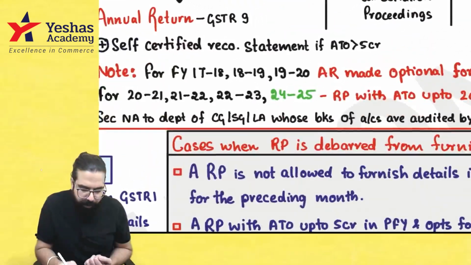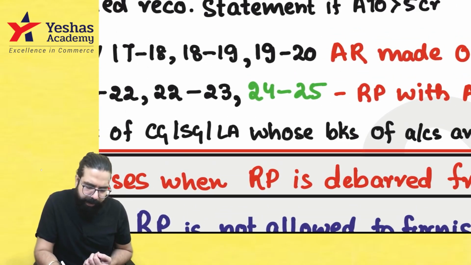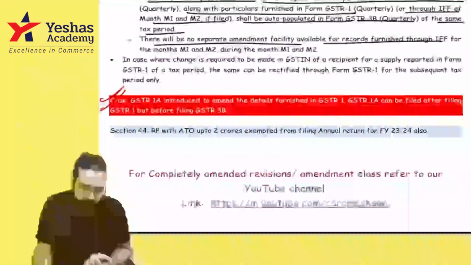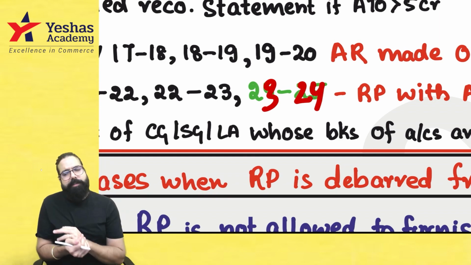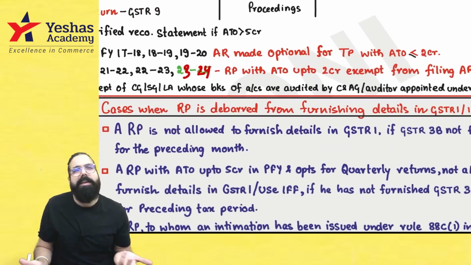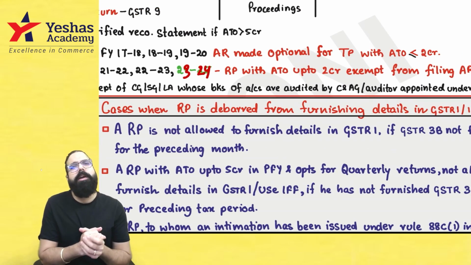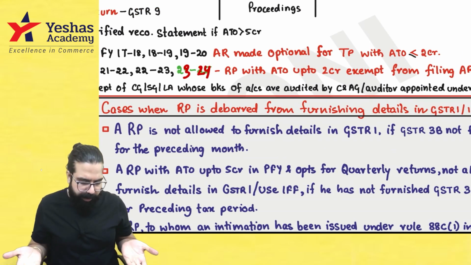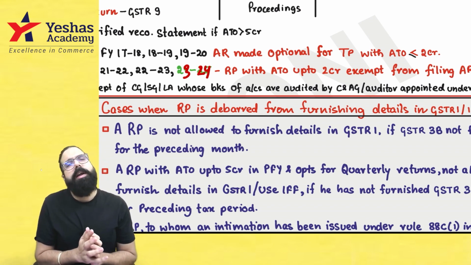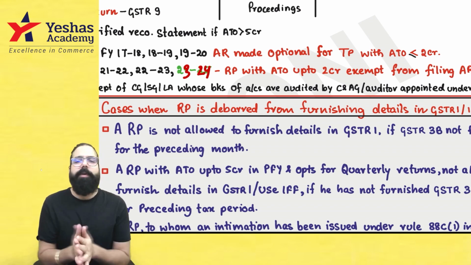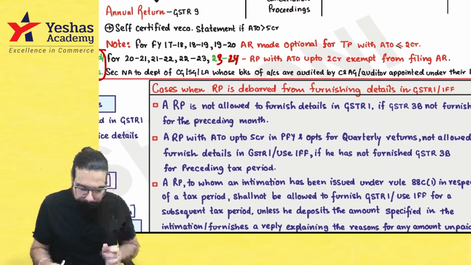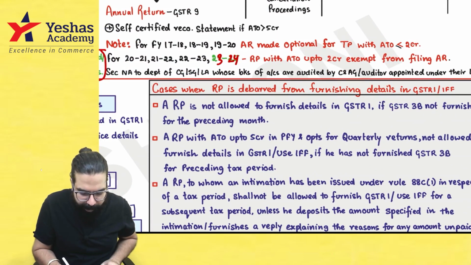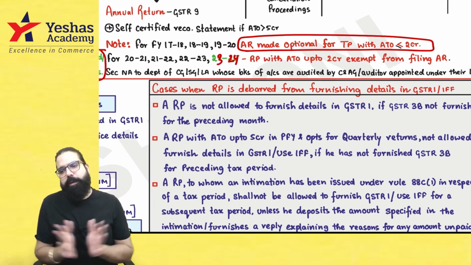One small point, annual return for the year 23-24. I have written by mistake 24-25, but it is 23-24. Actually, in annual return and reconciliation statement, every year they keep giving exemption for people whose aggregate turnover is up to 2 crore rupees. So here they have told for 23-24 also, if your aggregate turnover is up to 2 crore, then annual return is not required. Done, sir. This point is clear. Yes, sir. We will remember that if your turnover is up to 2 crore rupees, annual return is not required. You are exempted from filing annual return.